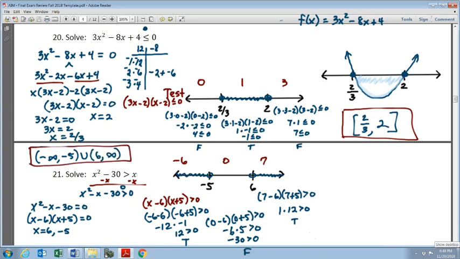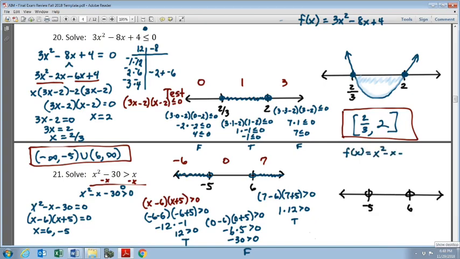Notice we're not including -5 and 6 because, again, that's where we're equal to 0, and that's not part of our solution here. Now, if instead of doing the test point method you did the graphing method, you would want to start out the same way.